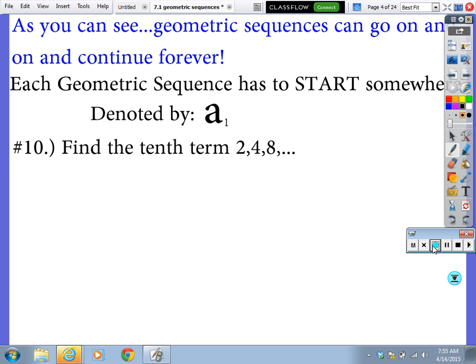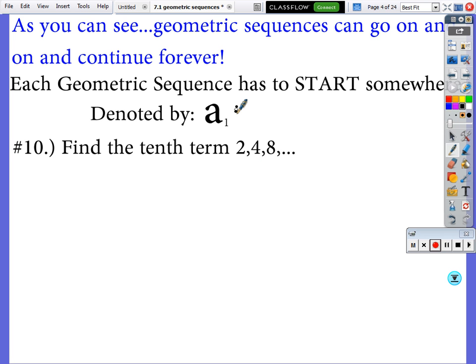So it's going to be denoted by a sub 1. This means the first term. So a sub 1 means this is the first term of our sequence. Just so you know, notation here, a sub 1 means the first term of the sequence. So that's our first term.